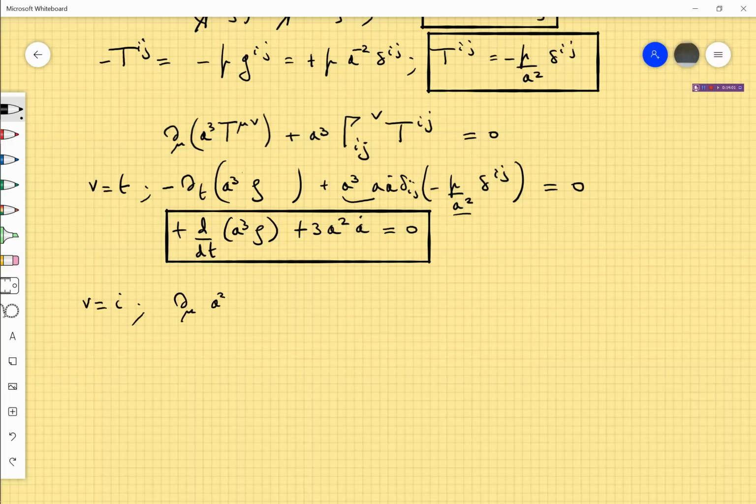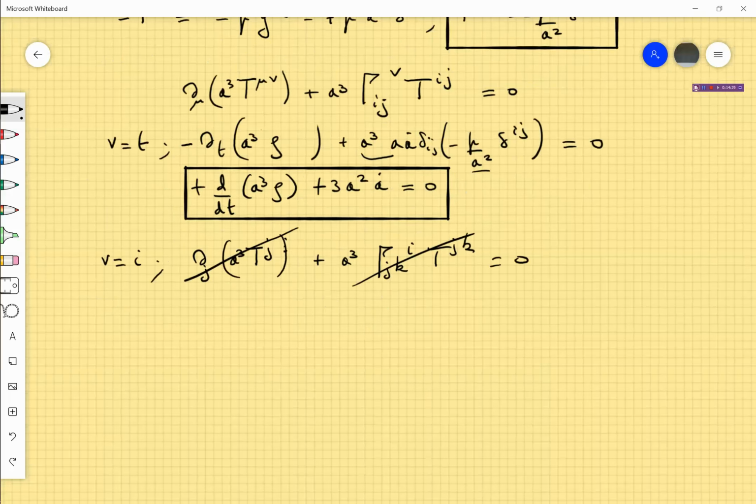We have a cube d mu of t mu i, but this means that mu has to be j. Nothing depends on spatial indices, so this vanishes, plus a cube gamma i j k t j k, but gamma j k i is 0, so this equation is identically 0. It doesn't tell you anything. We only have to interpret this equation here.